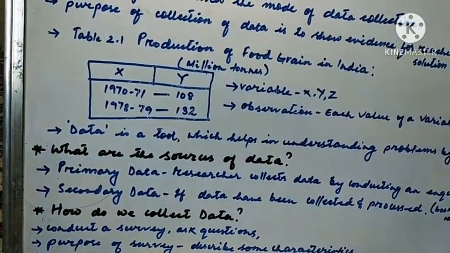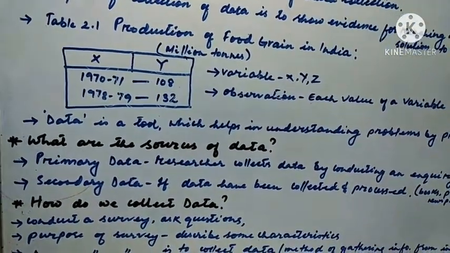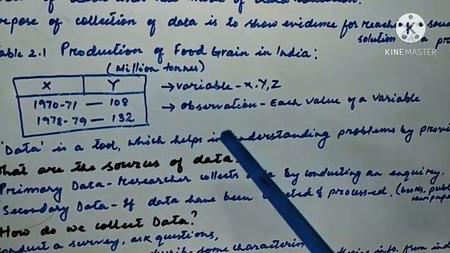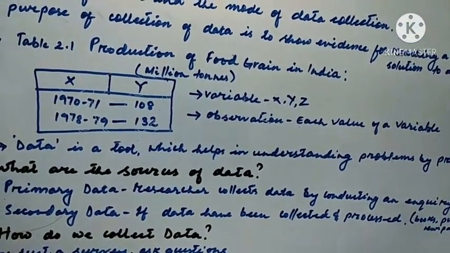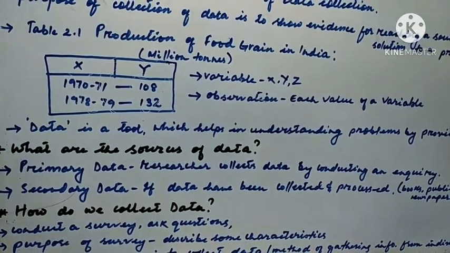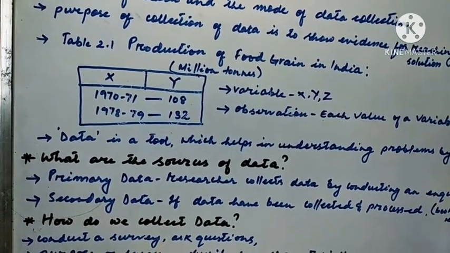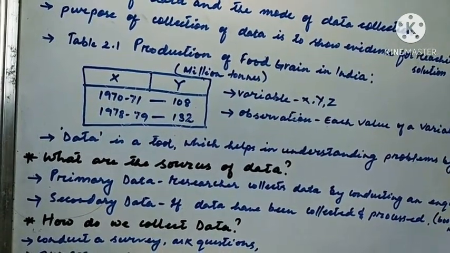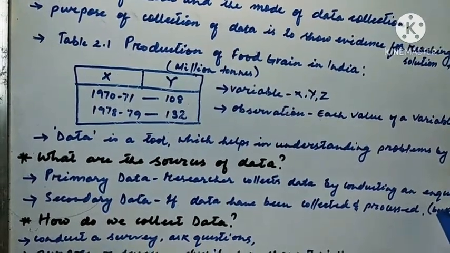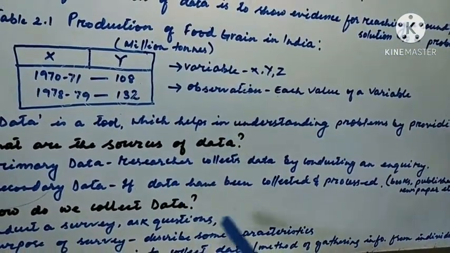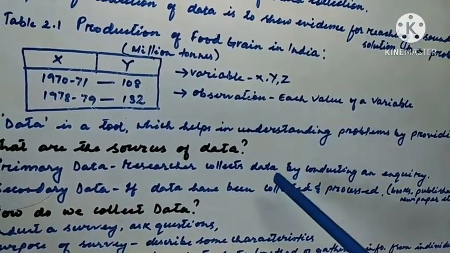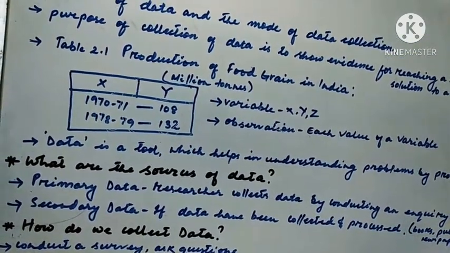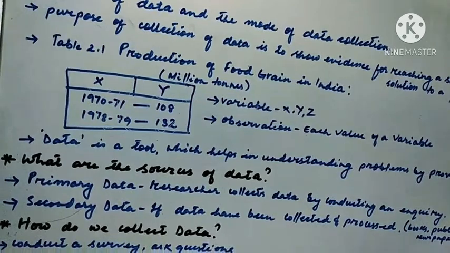Secondary data means the data have already been collected and processed. Processed means it is already scrutinized and represented in tabular form. Secondary data can be obtained from books and various publications, newspapers, documents, books written by economists, and government reports. These are all sources of secondary data, because the data is already collected by someone and already scrutinized or tabulated. So secondary data means not directly getting the information from the people.